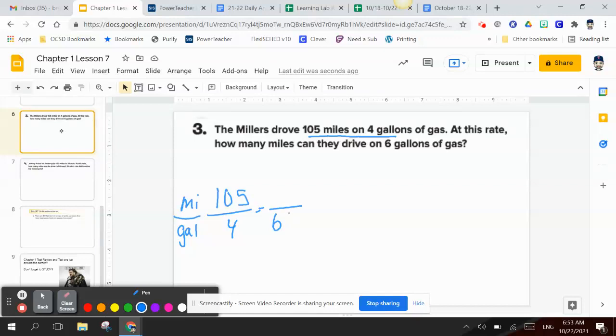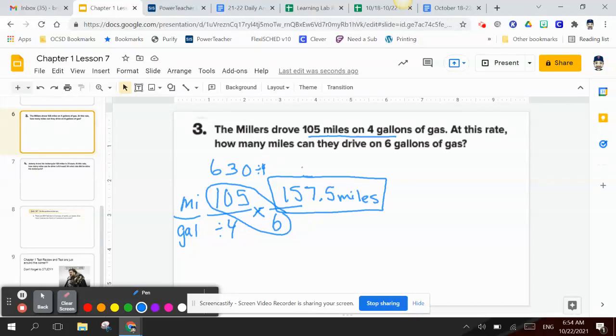Well, again, if I do that cross multiply, I would take 105 times 6. 6 times 5 is 30. 6 times 0 is 0, plus 3 is 3. 6 times 1 is 6. And I would have to divide that by the only number I have left, that denominator, which would be 4. And 630 divided by 4 is 157 and a half miles. Yes, even sometimes you can have a decimal as your answer.